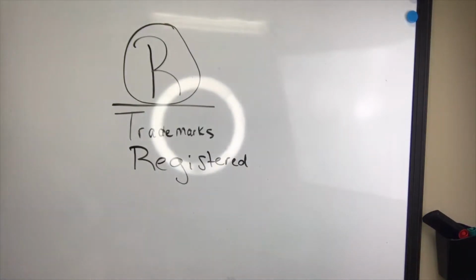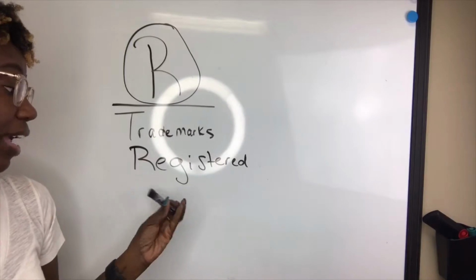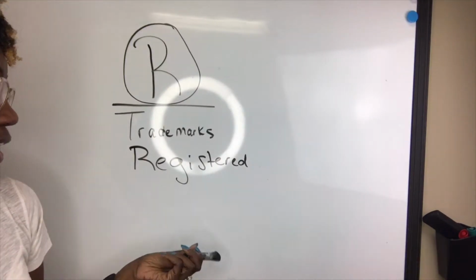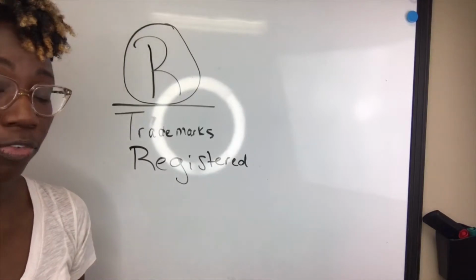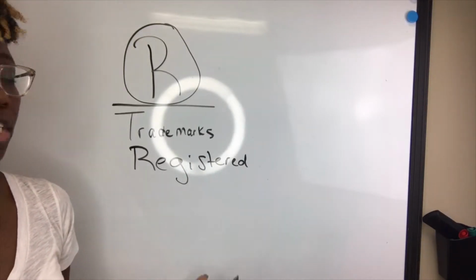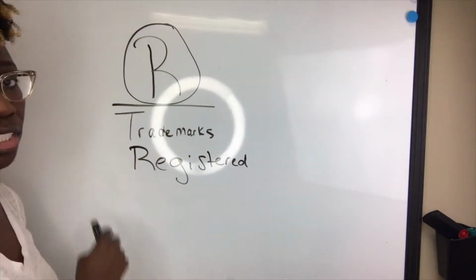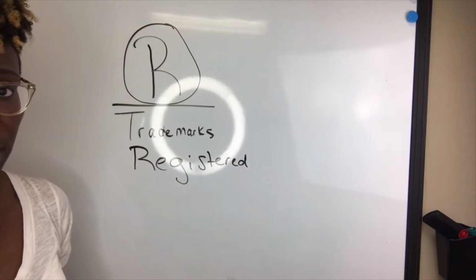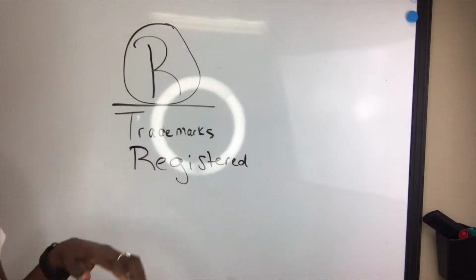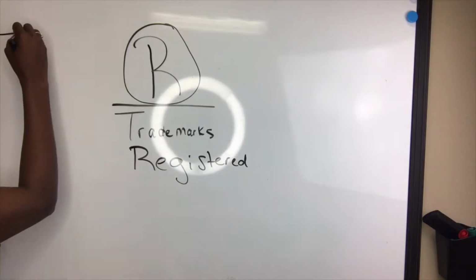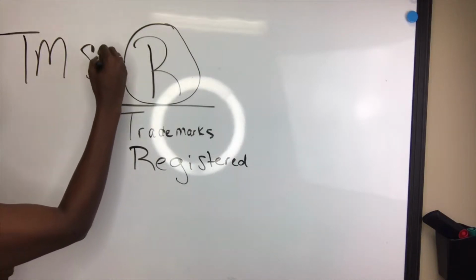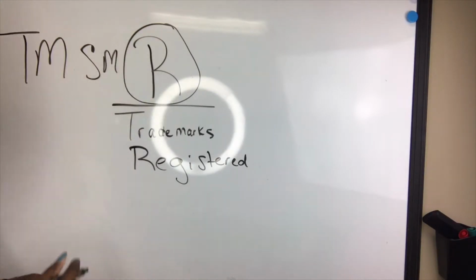And what this means is that it's gone through the process, that your application has been filed, the examining attorney has reviewed it, it's been published to the public for objections, everything is great, and you have a certificate of registration. That's when you use this R. You do not use that R before then. Okay? So far we have the TM, we have the SM, and now we have this R.